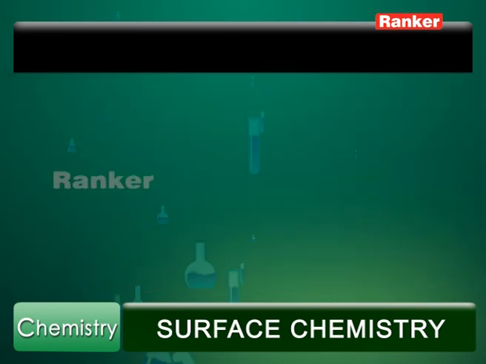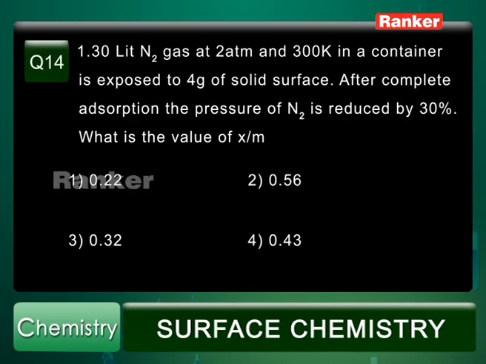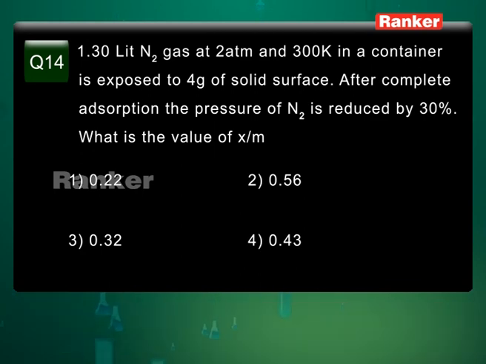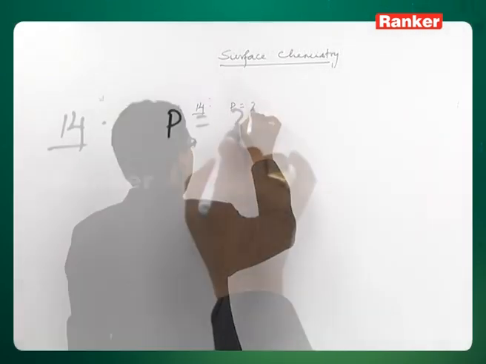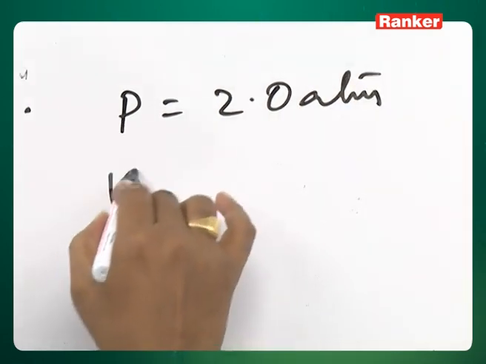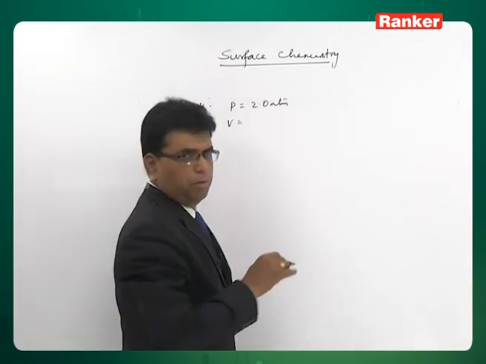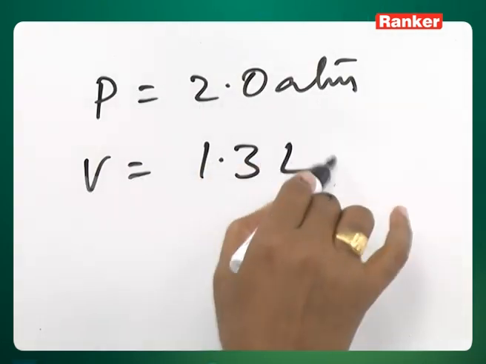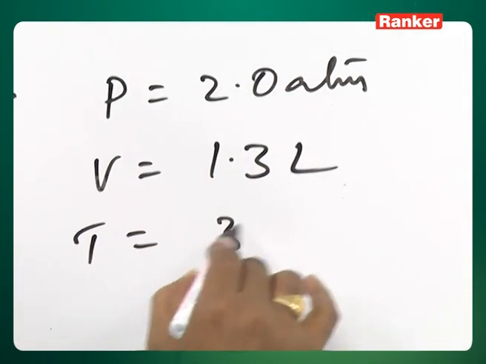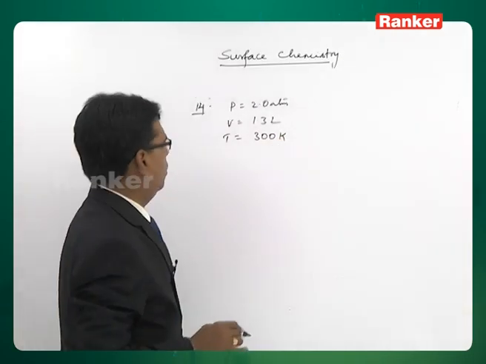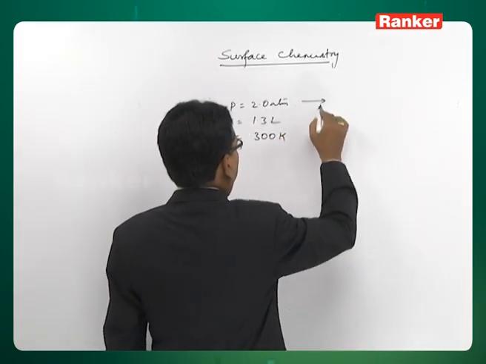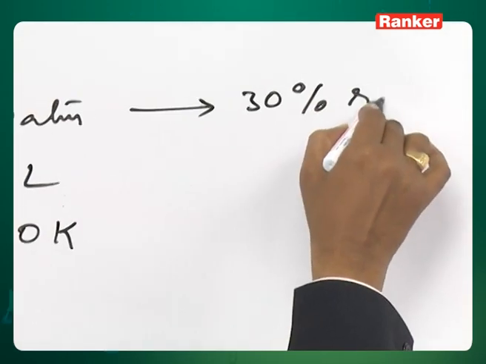1.3 liters of nitrogen gas at 2 atmosphere pressure and 300 Kelvin in a container is exposed to 4 grams of solid surface. After complete adsorption, the pressure of nitrogen is reduced by 30%. Then what is the value of x by m? Here it is given that the initial pressure is 2 atmosphere, the volume of the gas is constant at 1.3 liters, the temperature is 300 Kelvin, and the pressure is reduced by 30%.